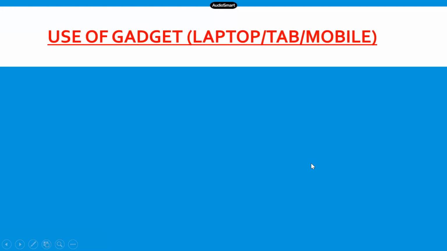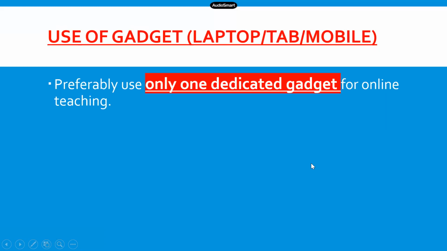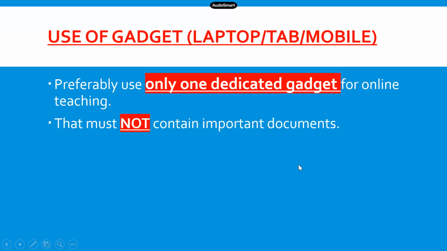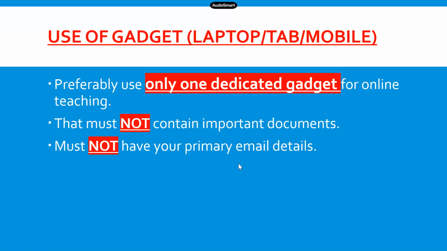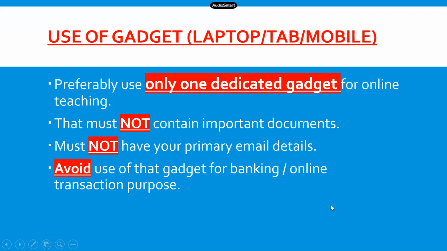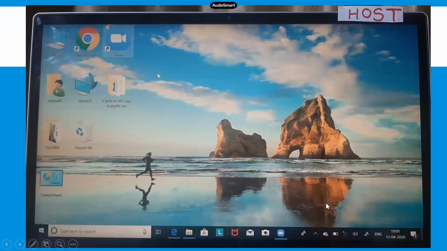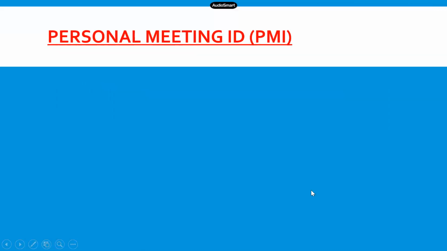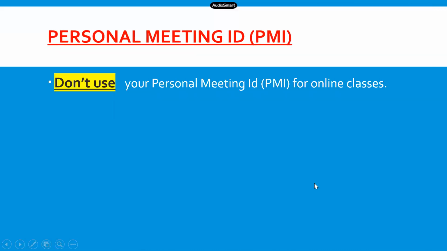Use of gadgets. Preferably use only one dedicated gadget for online teaching that must not contain important documents, must not have your primary email details, and avoid use of that gadget for banking or online transaction purposes. Now, personal meeting ID, don't use that for online classes.